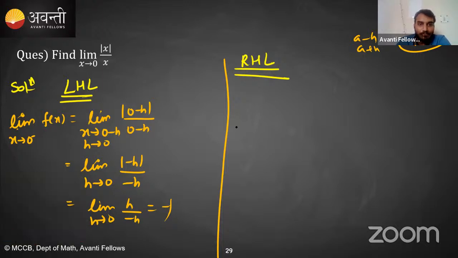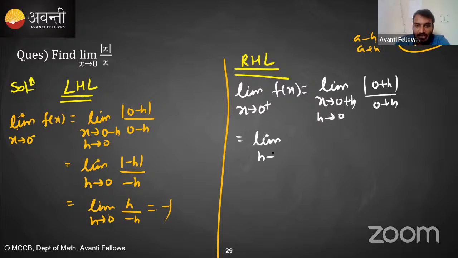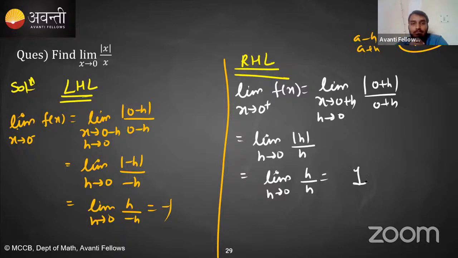So now let's try finding the right hand limit, RHL. What is RHL? Limit x tends to 0 plus f of x, which is limit h tends to 0, mod of 0 plus h divided by 0 plus h, which is limit h tends to 0, mod of h upon h. Since h is already a positive number, our modulus will open as it is. So it is h upon h, which is 1. Clear?